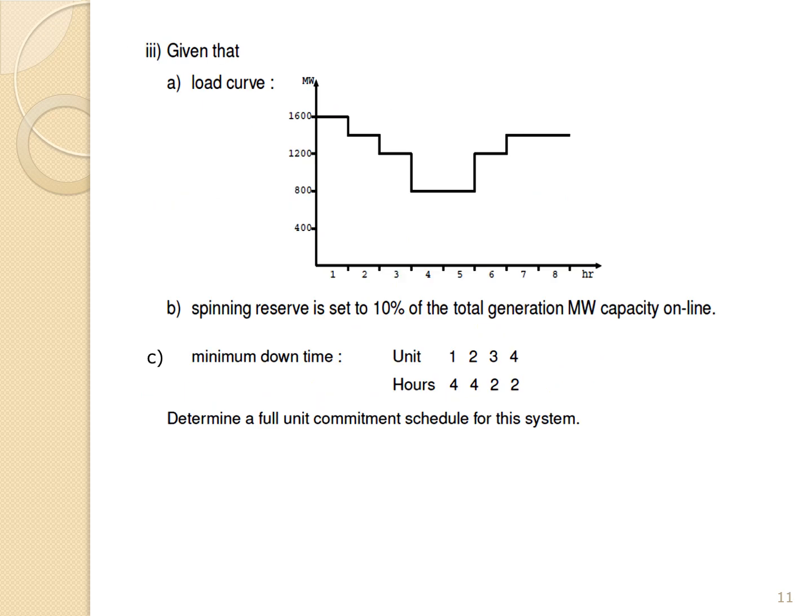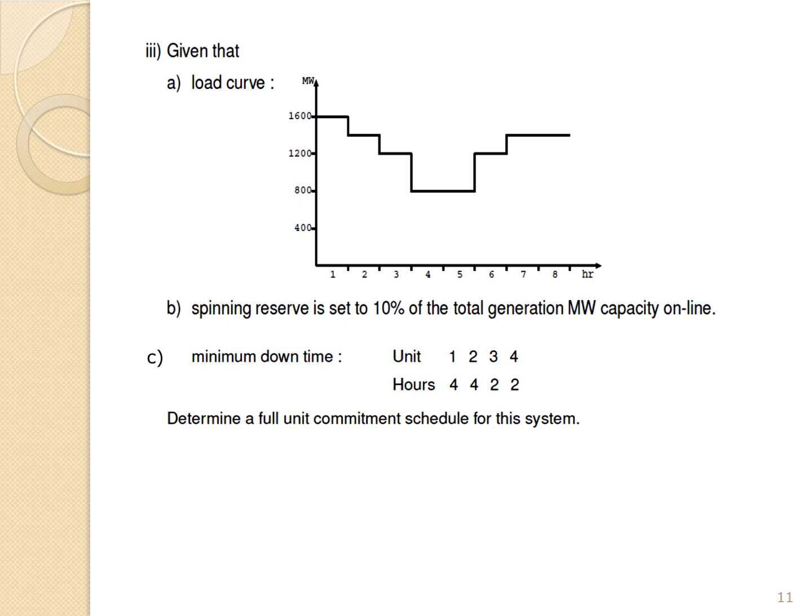The load curve is given for 8 hours. An hourly load profile is given and the different loading demand has been given corresponding to each hour. Also the spinning reserve is specified in the question, which is set to 10% of total generation megawatt capacity online. Means it has been calculated as SR is greater than or equal to the given percentage of forecasted load demand. In this question, you have to set spinning reserve as 10% of the total generation megawatt capacity online.